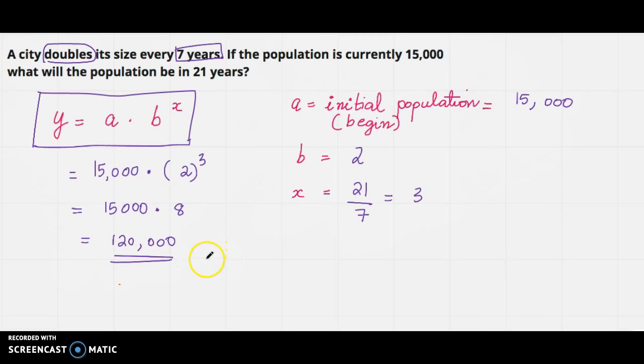Here, remember, to avoid a careless mistake, do not multiply 15,000 with 2 first. Remember the rules of PEMDAS. Parentheses, exponent is supposed to be done first. So do 2 to the power of 3 first, which is 8, and then multiply by 15,000 to get 120,000 as your answer.